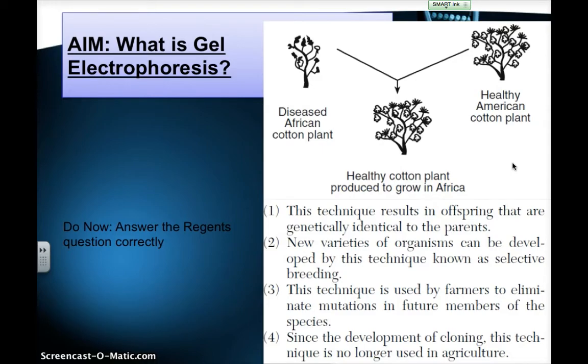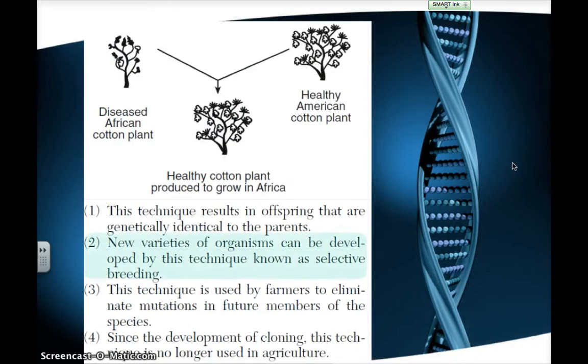Hopefully you remember from class that selective breeding is when we choose two parents with specific traits to create desired characteristics in the offspring, such as a healthy cotton plant that's produced to grow in Africa. So we get the African gene from this plant, and we get the fact that it's healthy from this plant, put together creates a new variety.